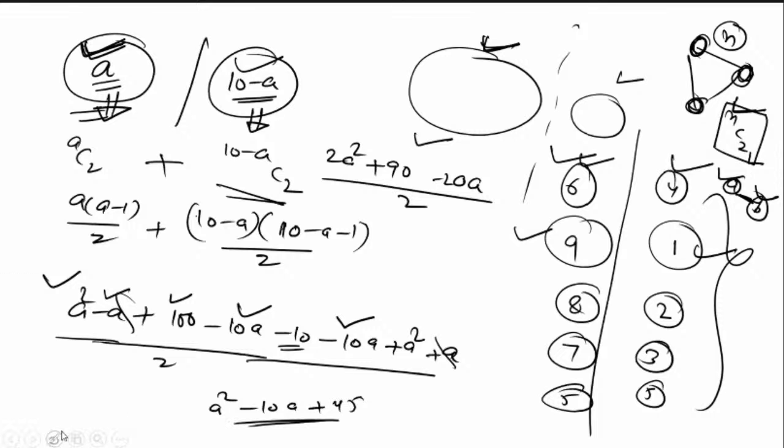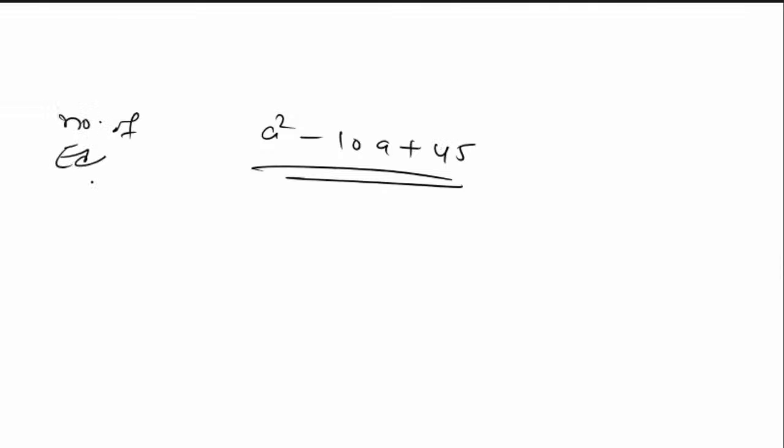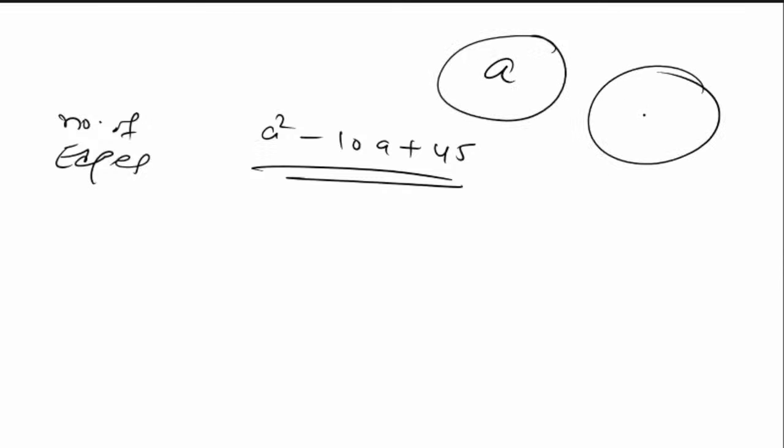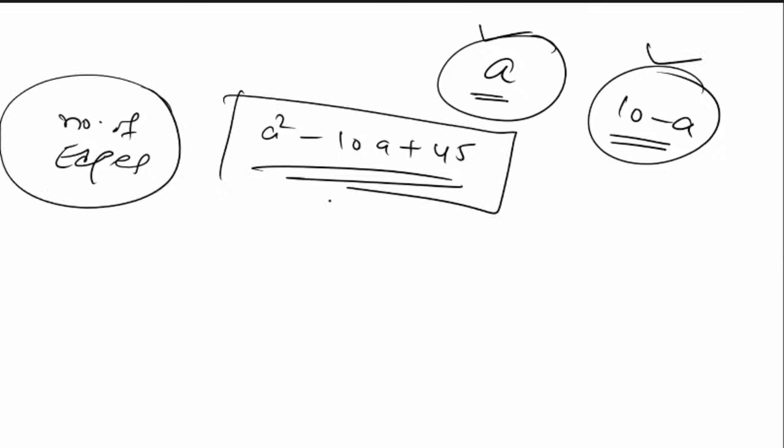A square minus 10a plus 45, this is what you will get. This is the number of edges, and we are assuming that here we have a vertices and here we have 10 minus a vertices, because the total number of vertices is 10. So this is the number of edges that we will get.